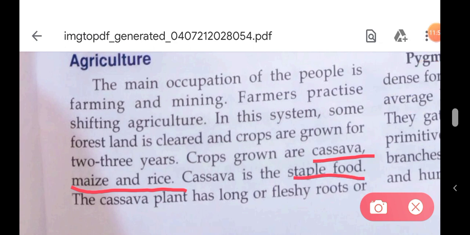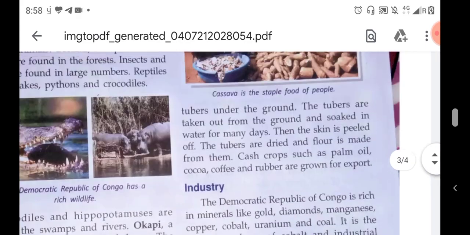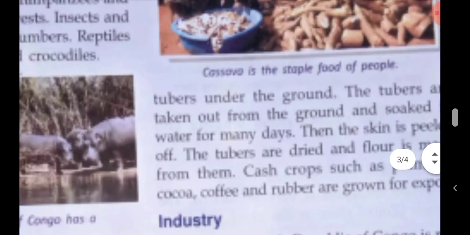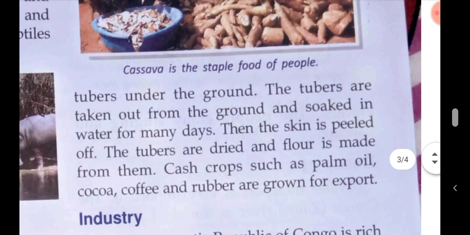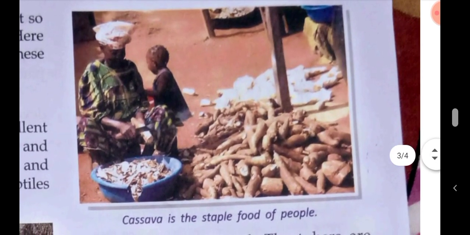Cassava is the staple food and the cassava plant has long and fleshy roots or tubers under the ground. The tubers are taken out from the ground and soaked in water for many days. Then the skin is peeled off. The tubers are dried and flour is made from them. Cash crops such as palm oil, cocoa, coffee and rubber are grown for export. You can see in this figure, cassava is the staple food of the people and this is the figure of the cassava.